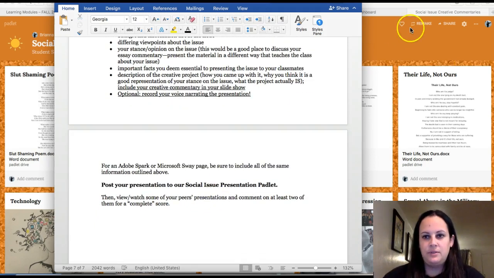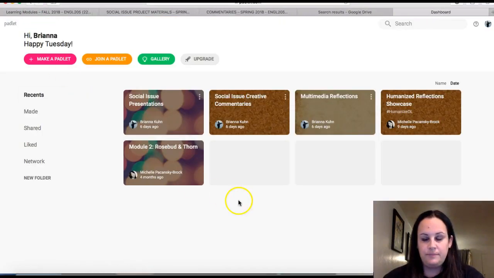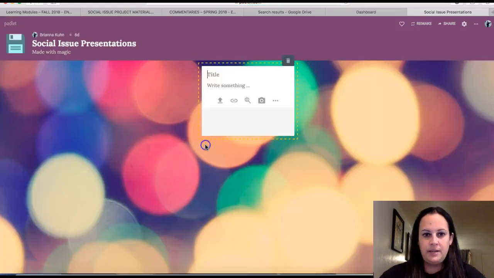Let me take you now to our presentation Padlet, which is right here. This one has the bubbles behind it. This one's blank. When you're ready, again, just double click on the bubbles, and you're going to post it the same exact way that you did your creative commentary. And then you are going to read through or watch a bunch of your peers' presentations and then comment on 2 of them. And that is basically our entire social issue unit.